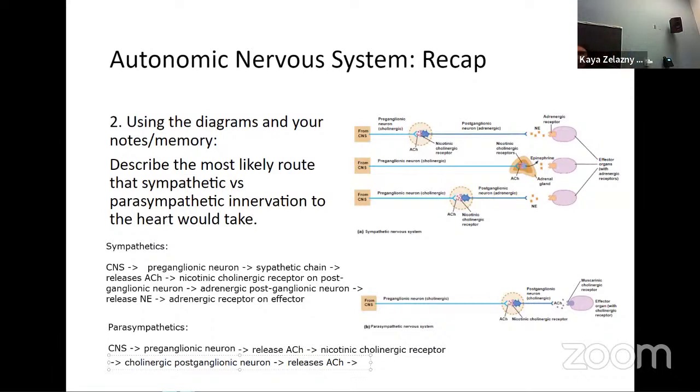And take a look. So we're going to have a receptor on our effector organ again. But what kind of receptor do we have this time, now that we're thinking about effector organs being signaled to by our parasympathetic? What do we see here on the slide? Can you do thumbs up, thumbs down again? Is it still nicotinic? No, not still nicotinic. Now we have a muscarinic cholinergic receptor.